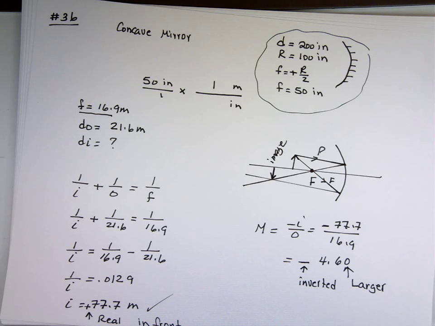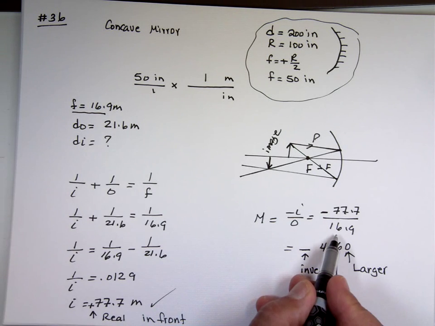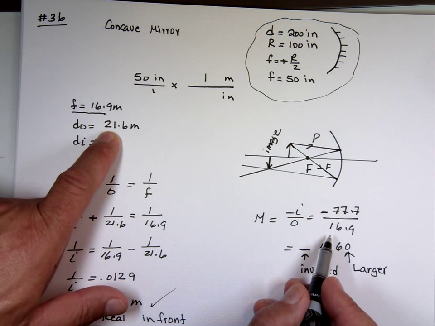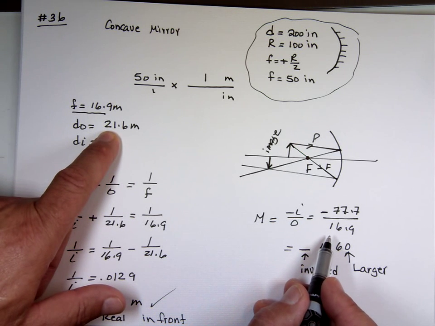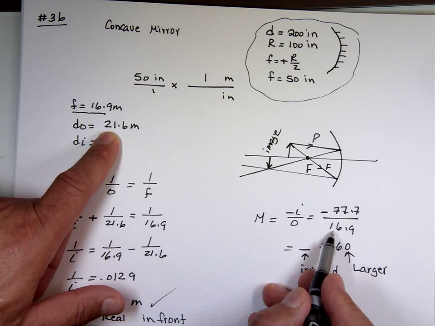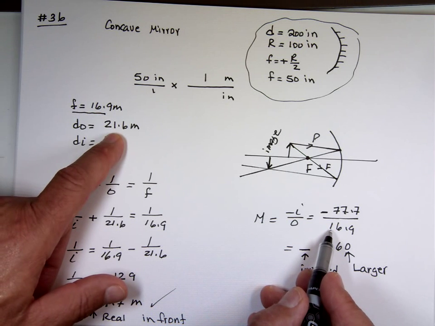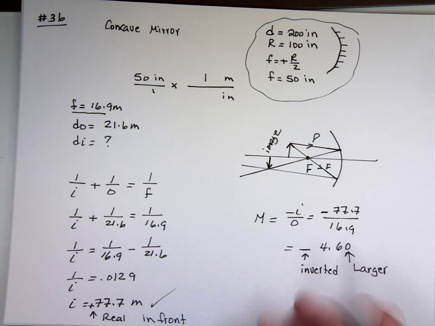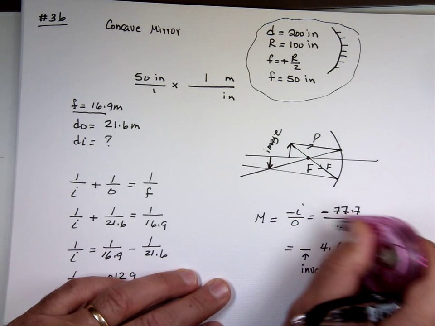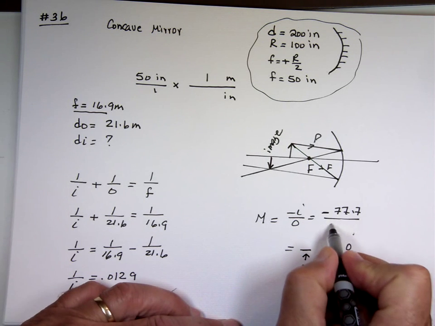Oh. She stood, I'm sorry, the image, no, my mistake. Where was she standing? I used the focal point here. See the distance of the object? Where was it? It's minus I over, I just used the wrong number here. I is 77.7. The object is not 16.9. I used the wrong number. That's the focal point. The object is what? 21.6.